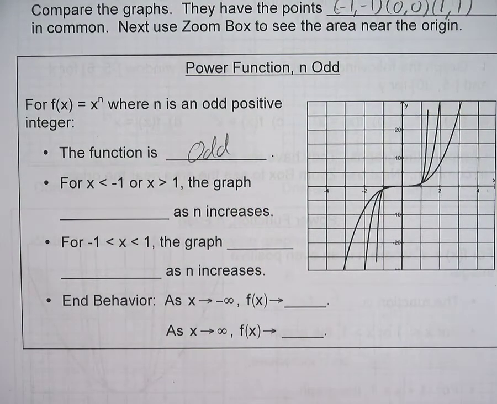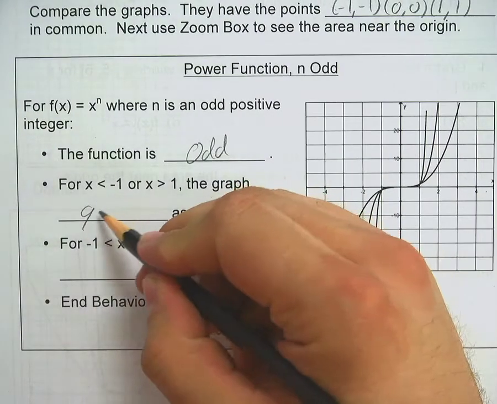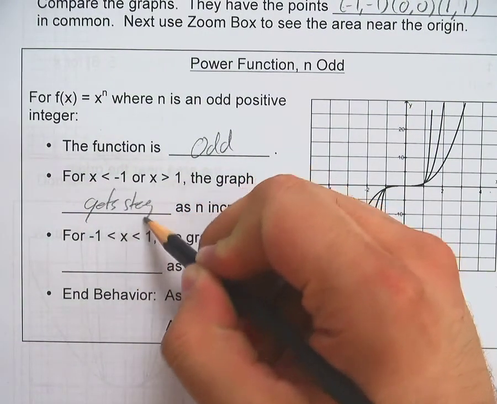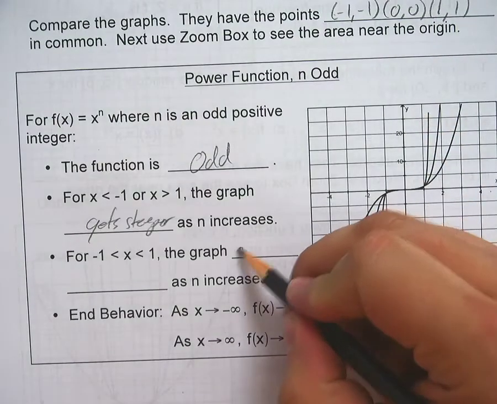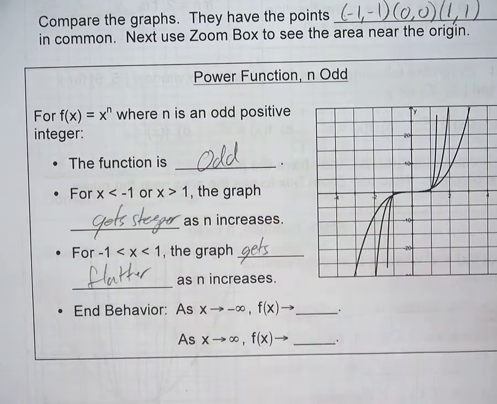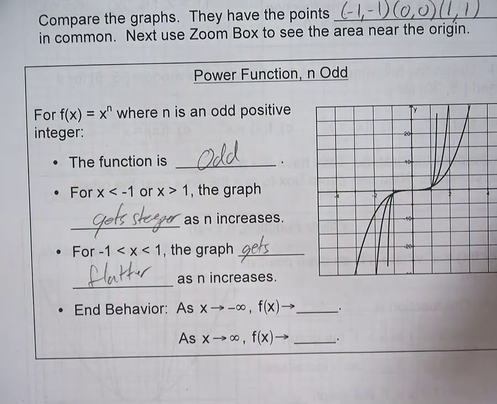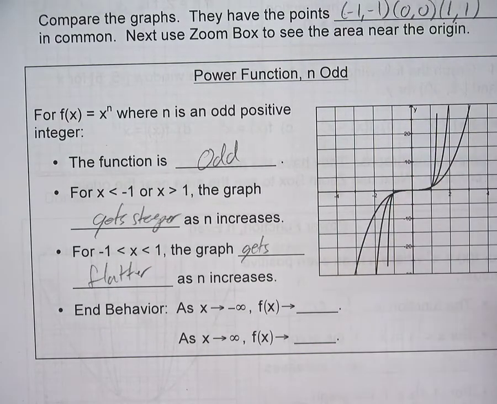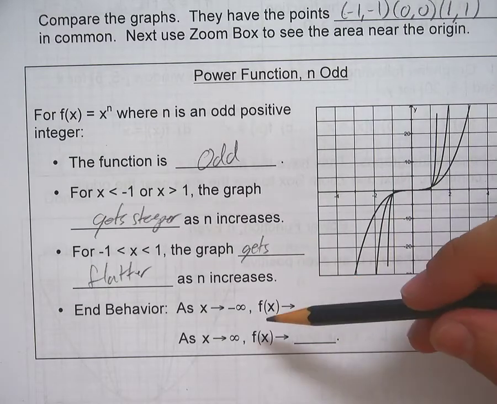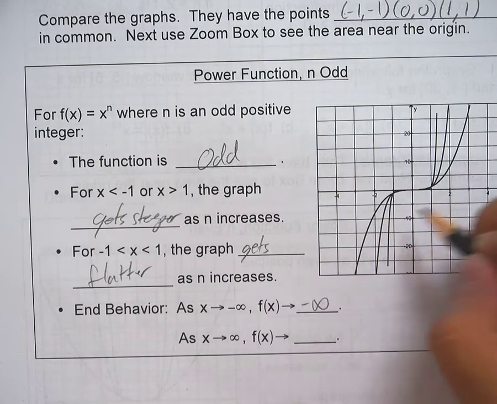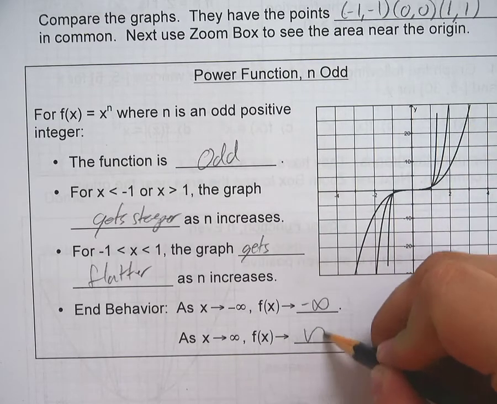And again, it gets steeper outside of 1 and negative 1. The graph gets steeper. And the graph gets flatter on the inside, between negative 1 and 1. That's right at the origin. It's going to get more squished, right? So going to negative infinity, this way, your y's go to negative infinity. Going to positive infinity, your y's go to positive infinity.